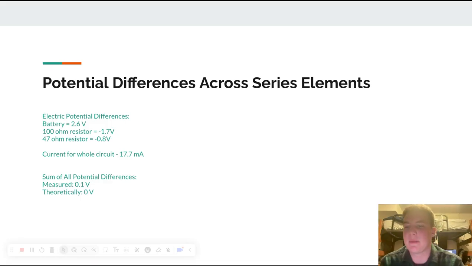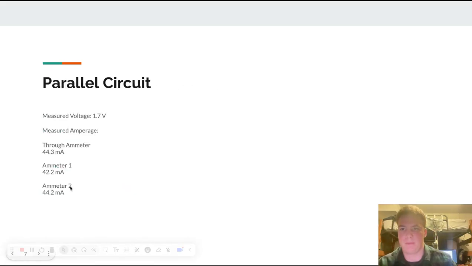The sum of all potential differences, when we measure it, 2.6 minus negative 0.8 plus negative 1.7, is 0.1. Theoretically, it would be 0 volts because there should be no potential difference across the circuit when we sum all these elements together. However, there are going to be slight errors in our ammeter readings, and slight losses due to things like wires, which is why we have 0.1 volts left over.